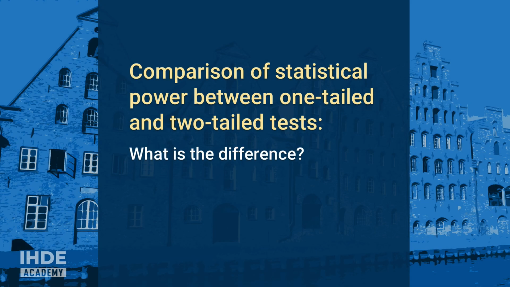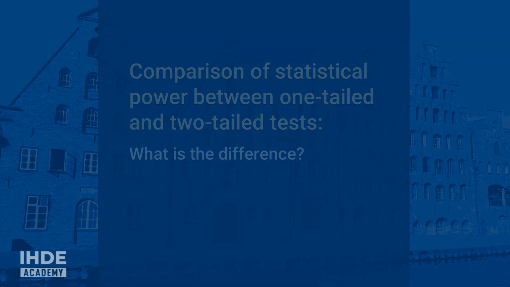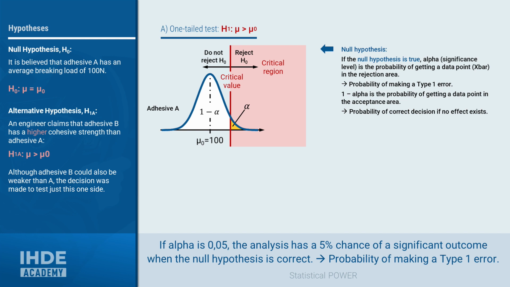In this chapter, we compare the statistical power between a one-tailed and a two-tailed test and try to answer the question, which test is better? Let's start with the one-sided test known from our case study. To repeat very briefly, the significance level alpha predicts that a true null hypothesis will be incorrectly rejected. If, as in the previous example, the value of the test statistic is in the critical region, the null hypothesis is rejected.